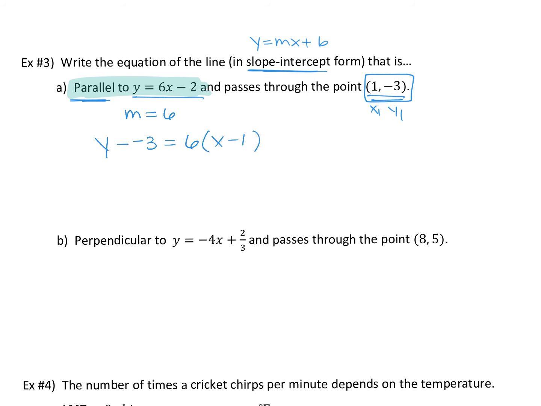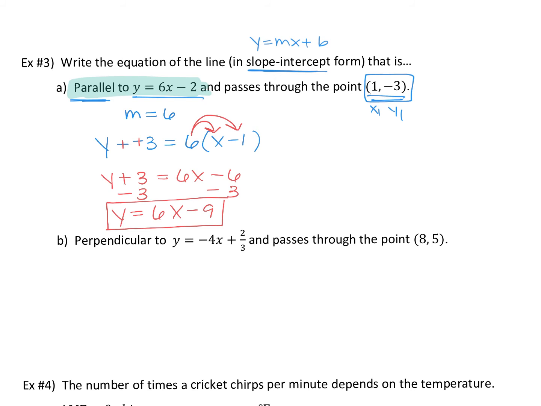Now we can simplify that. So this would be y plus 3. I'm going to distribute my 6. So y plus 3 equals 6x minus 6. And then to isolate my y, I just subtract 3. So y equals 6x minus 9. Does that make sense? So we start in point slope and turn it into slope-intercept. Okay.